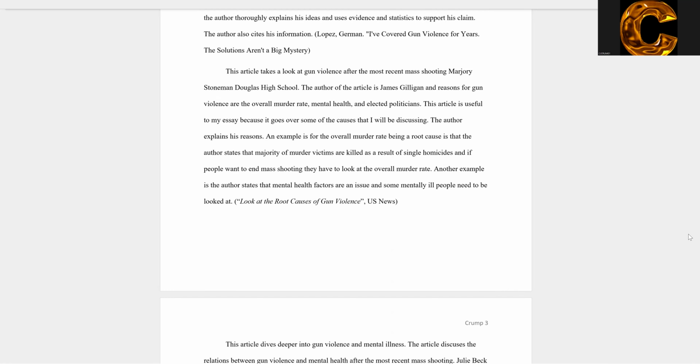An example of the overall murder rate being a root cause is that the author states that the majority of murder victims are killed as a result of single homicides, and if people want to end mass shootings, they have to look at the overall murder rate. Another example is the author states that mental health factors are an issue, and some mentally ill people need to be looked at.